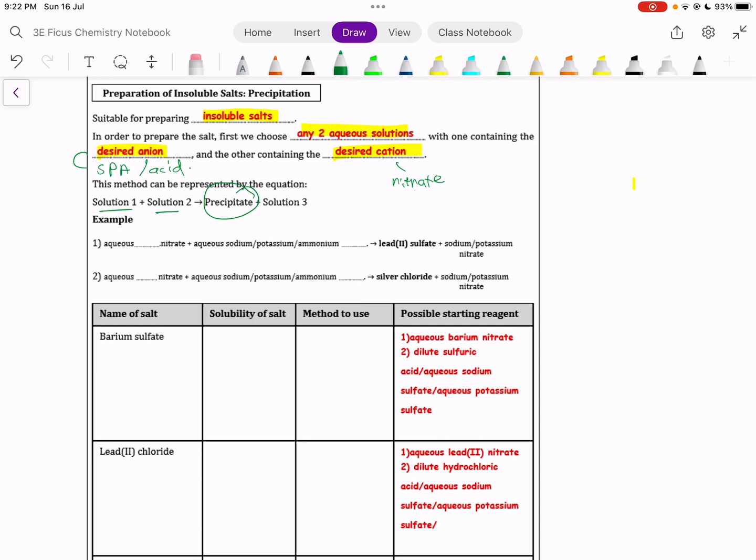For example, another example I give you is lead(II) sulfate. The lead, the first word, goes with the nitrate. The one containing the cation will be the nitrate solution. Sulfate goes with either the salt or the acid. So being able to see this pattern is important. For ammonium sulfate, another option you might have here is sulfuric acid.